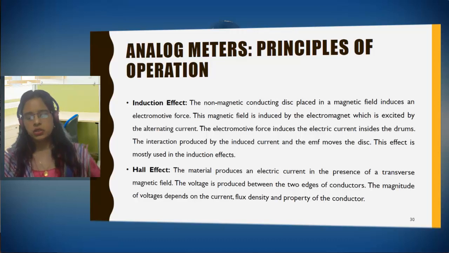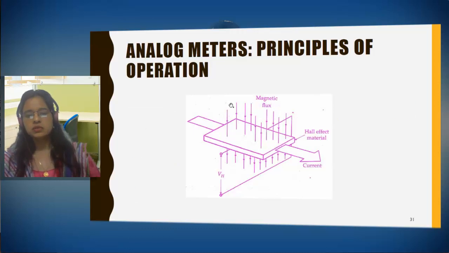Next is Hall effect. Now what is Hall effect? The material produces a voltage in the presence of a transverse magnetic field when current flows through it. The voltage is produced between the two edges of the conductor. The magnitude of the voltage depends on the current, flux density and property of the conductor. This is the Hall effect.